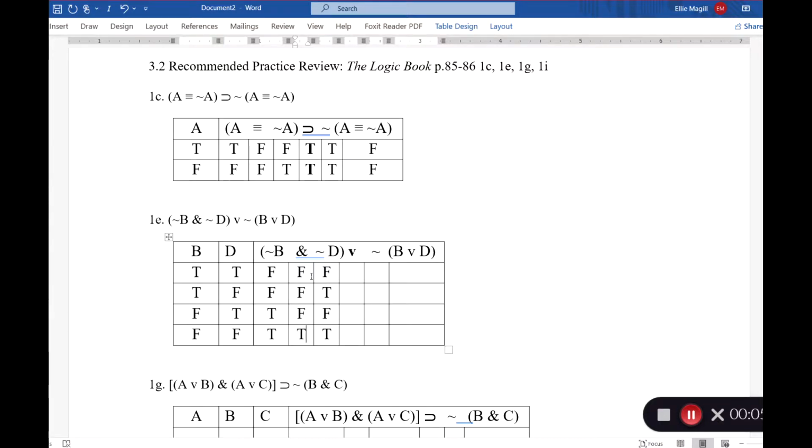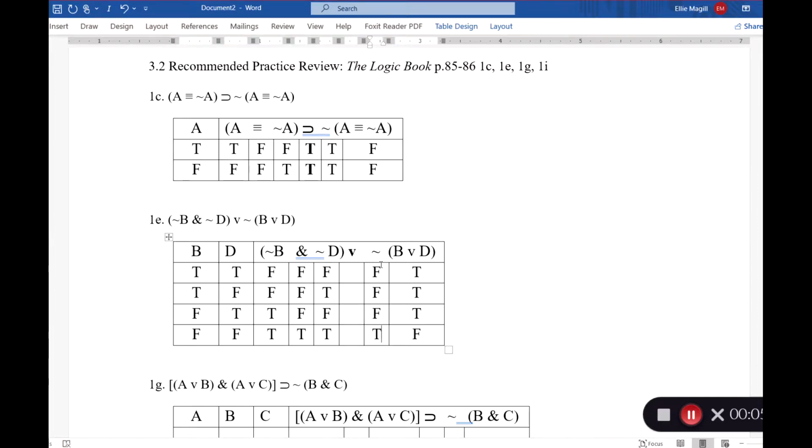Now let's look at the other disjunct. We've got, it's not the case that B or D. So here we're going to fill in B or D, right? So we've got true, true, true, and false. Because remember, a disjunction is only false when both disjuncts are false, which we only have down here on row 4. So now we're going to take the negation of it. We're going to say false, false, false, true.